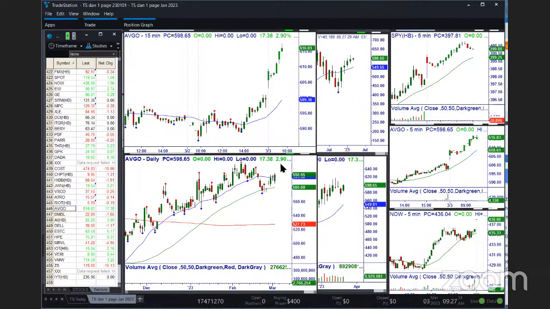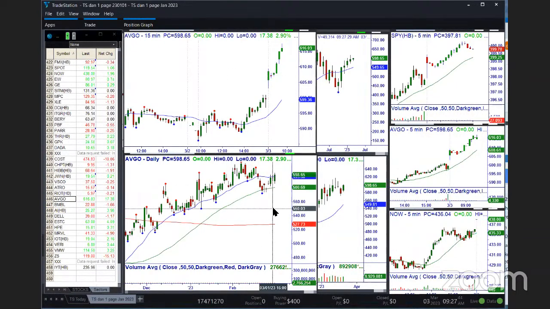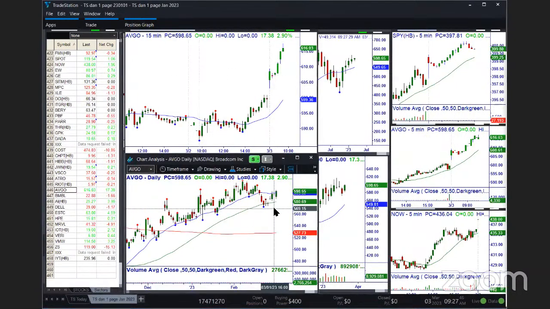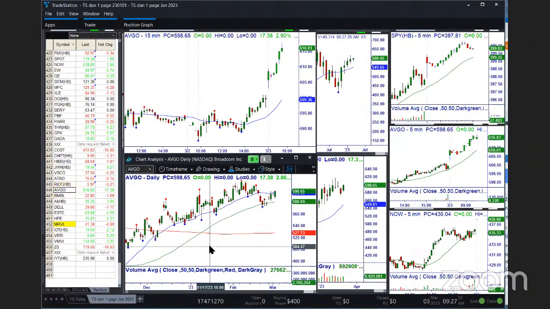Avgo, gapping up on earnings. It's getting a little too extended now. I saw it earlier at 608, and I posted in Telegram that it's a put spread idea. This actually would have been a good candidate. I wasn't around yesterday afternoon, but I looked at the premiums. We could have sold the 540s yesterday. They're juicy.